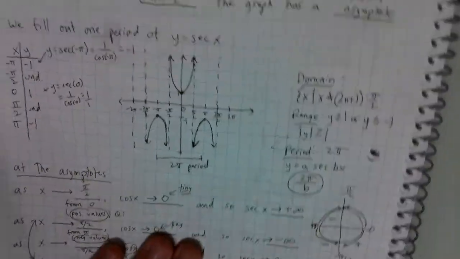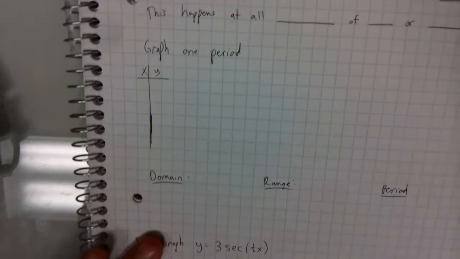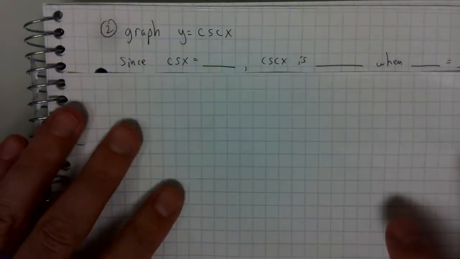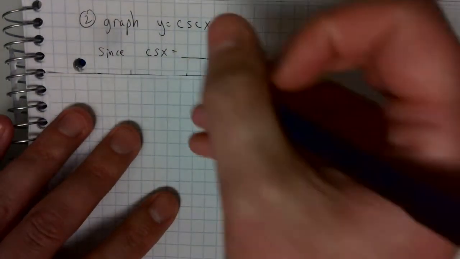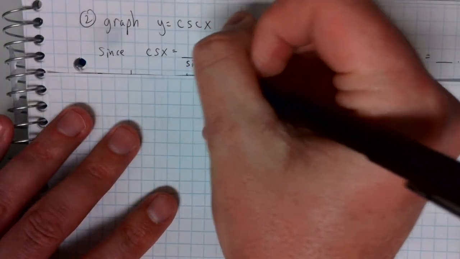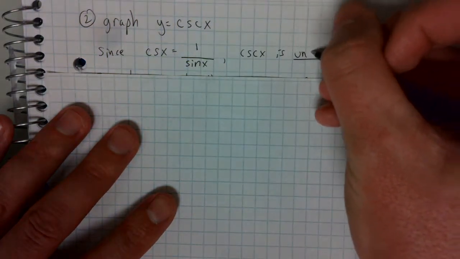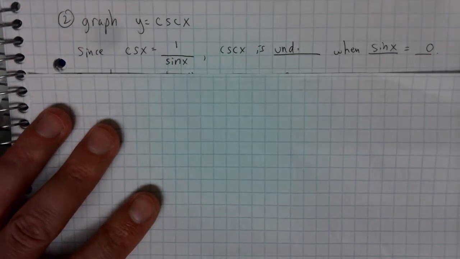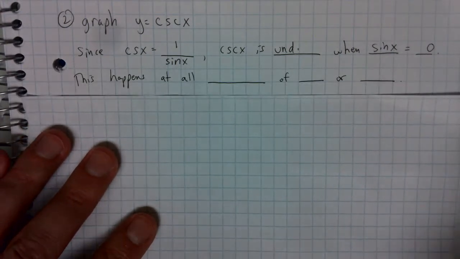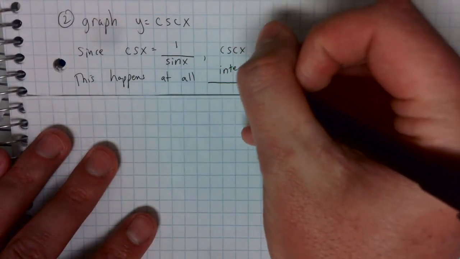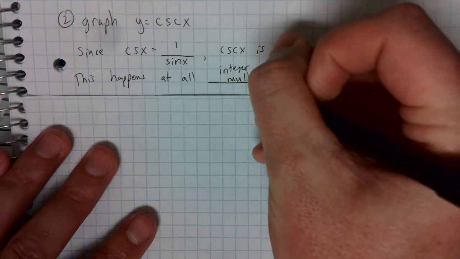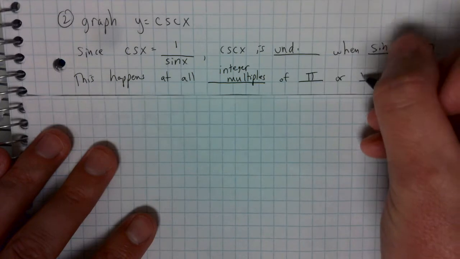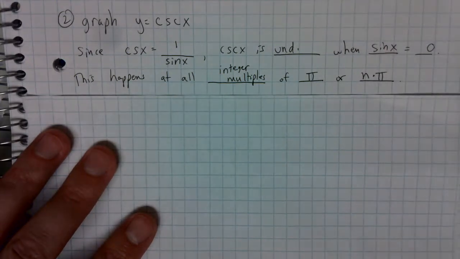All right, so by very similar argument again, we can talk about the cosecant function in the same way. So cosecant is 1 over sine x, so it's undefined when sine x is 0, and sine is 0 at all of the integer multiples of pi, or n times pi.